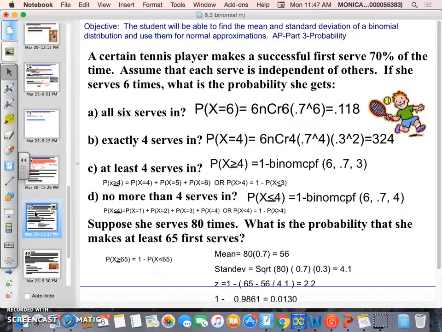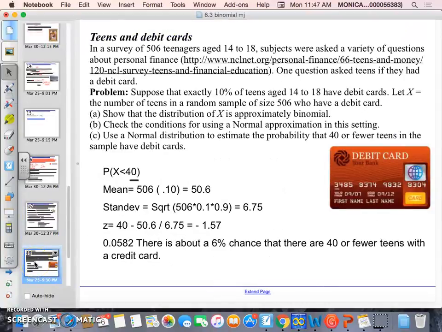All right, here's another example of tennis players, but I don't think I put this on your, you don't have this one. So let's move on. This is teens and debit cards, so you want to make sure that it is first, when it asks, show that this distribution of x is binomial. We'll just go ahead and pause the video and work through this.